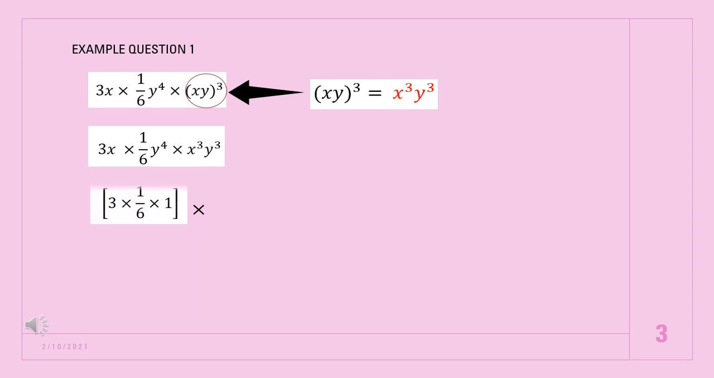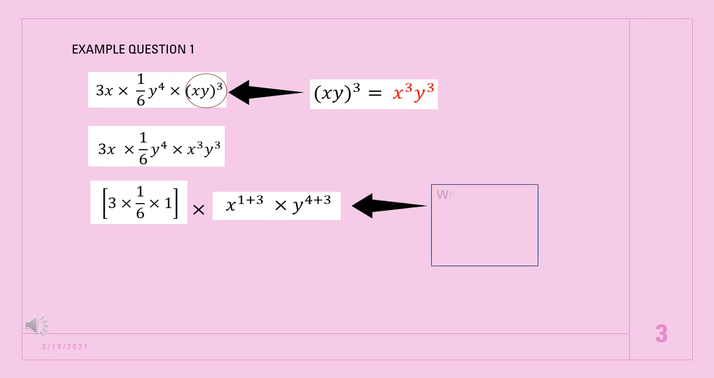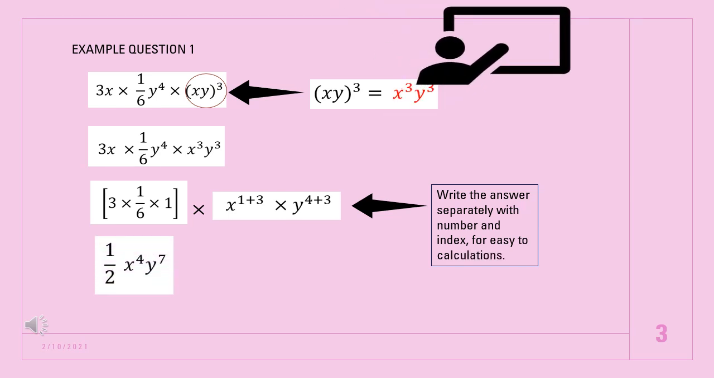And then, for the solution you need to separate the numbers and the indices. Okay, so you can see here solution number 3. And the last answer will become 1 over 2 x to the power of 4 and y to the power of 7.